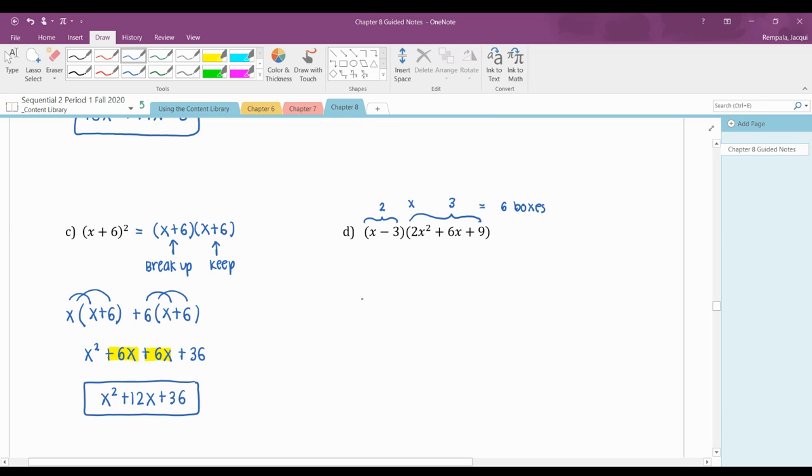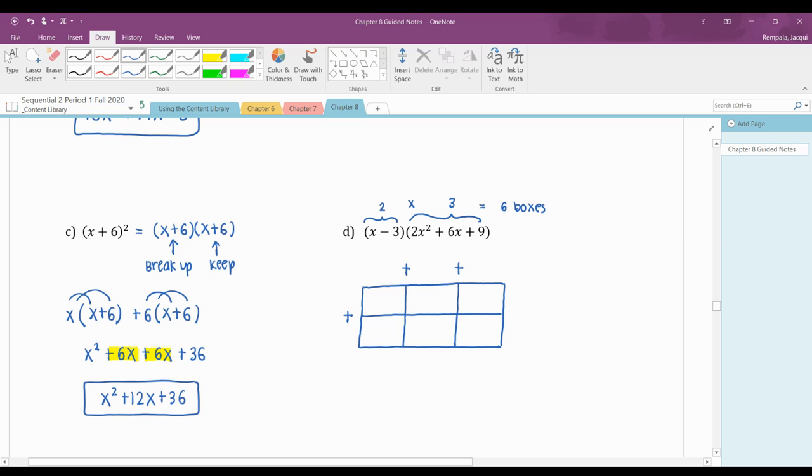So there are several ways for you to draw the boxes. I usually draw the boxes where I'm going to put the trinomial on the top of the box and the binomial on the side. So that's why when I'm making my 6 boxes, I've got 3 boxes on the top. Remember, everything's being broken up with addition signs. And then on the side, I have 2 for my binomial also being broken up with an addition sign.